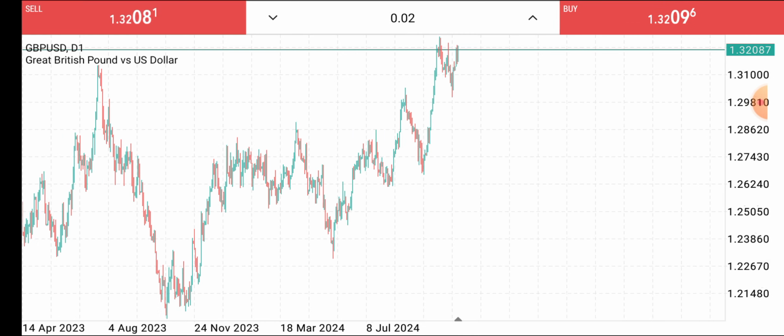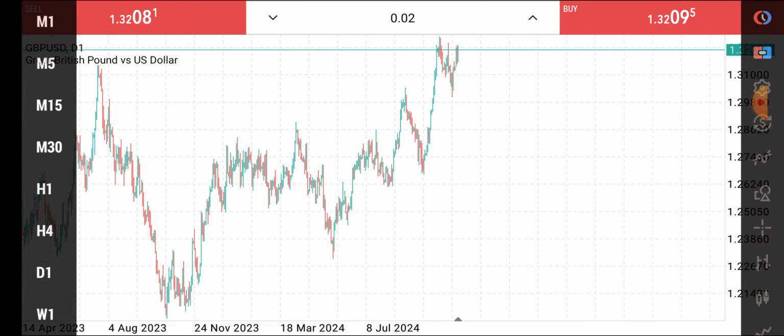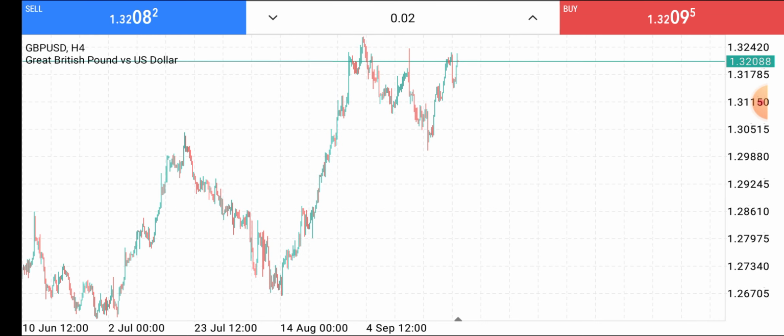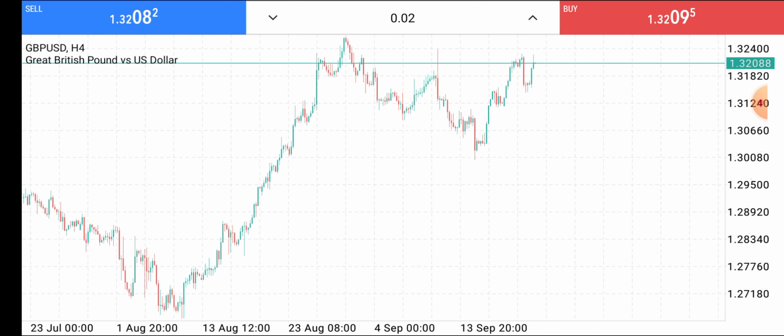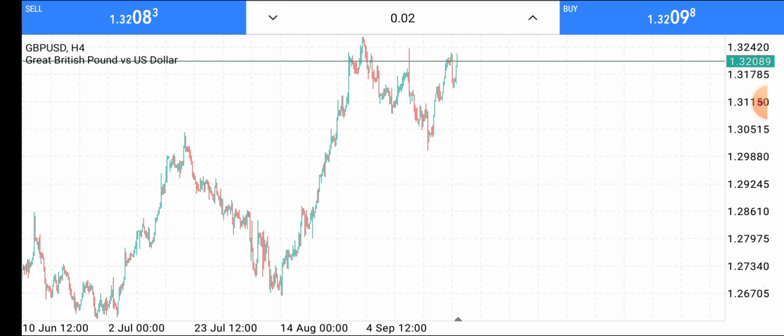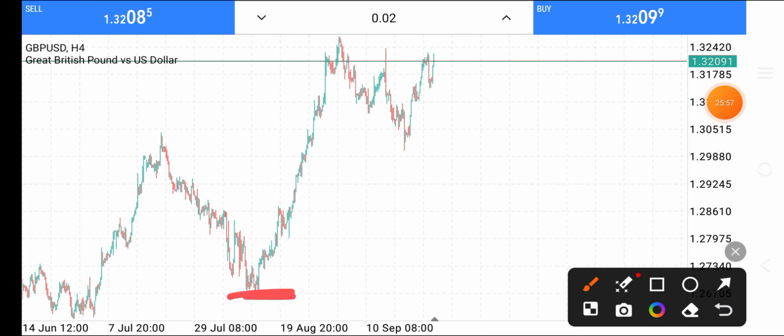So the first thing is we already spotted the structure. The next thing, I'm going to go over to my analysis time frame, which is the 4 hours time frame. So I'm going to zoom in. From the 4 hours time frame, the move actually started here, but I'm not going to do my analysis from there. I'm going to start from here, the immediate order block.